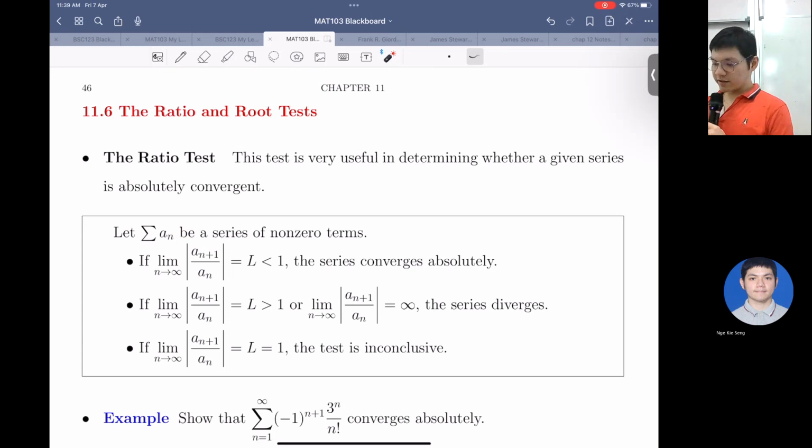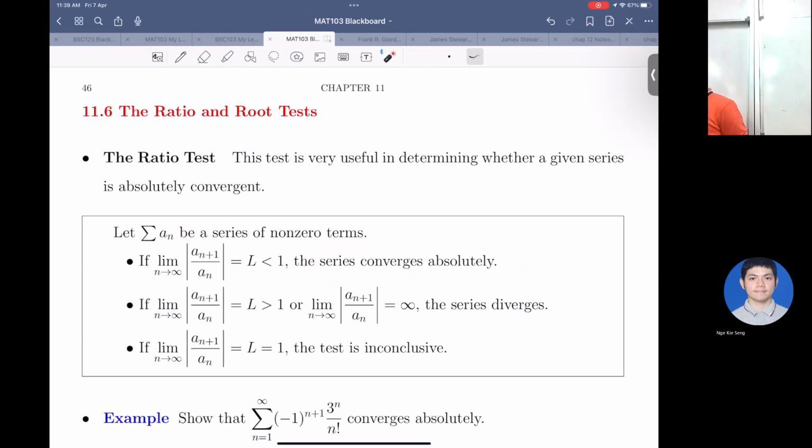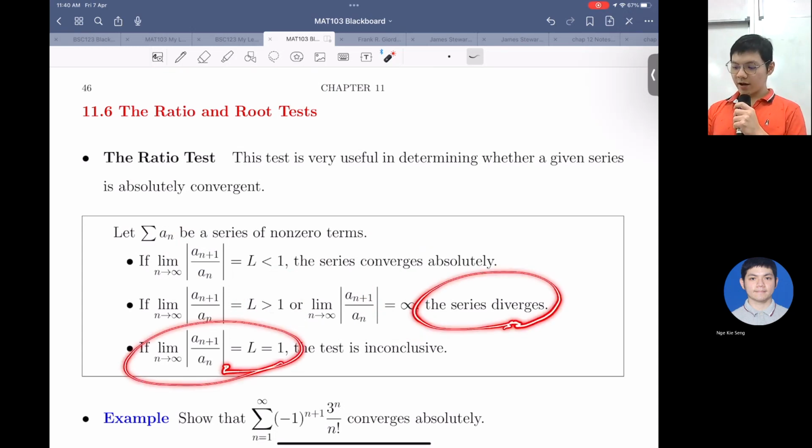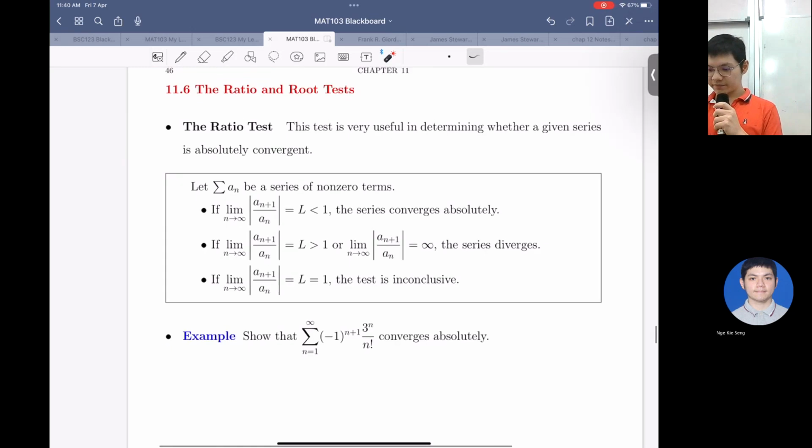So if this limit is less than 1, then this series converges absolutely. If the limit is greater than 1 or going to infinity, this series diverges. If it is 1, we don't know whether it converges or diverges. Make sense? Okay, let's try it out.